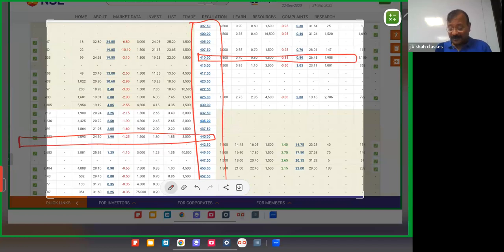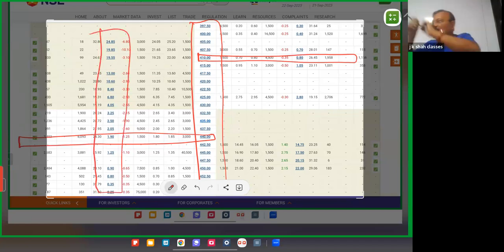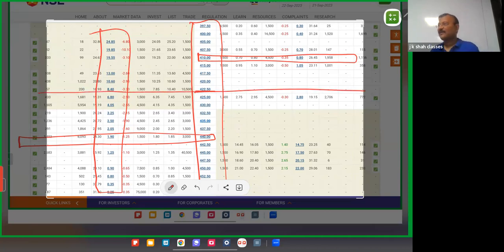Now remember, these prices will keep changing. Why will this change? Because the current market price is changing. The shaded area will also change. Absolutely. Because if the stock price goes to say 422, then the shaded area will begin from here, and the option will become at the money here. This will also keep changing.